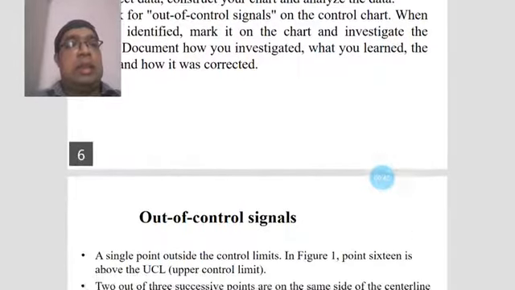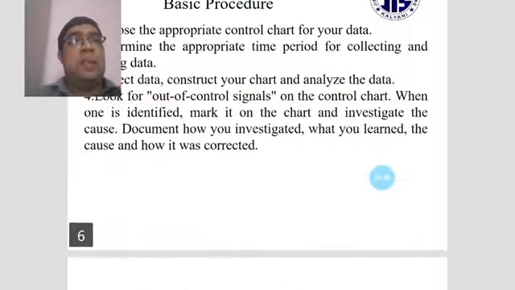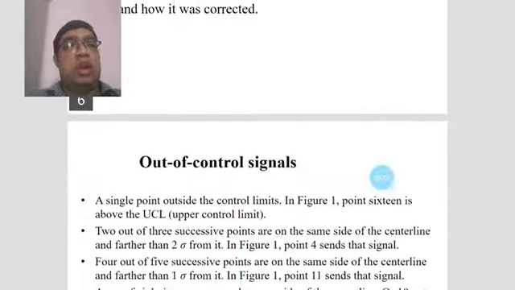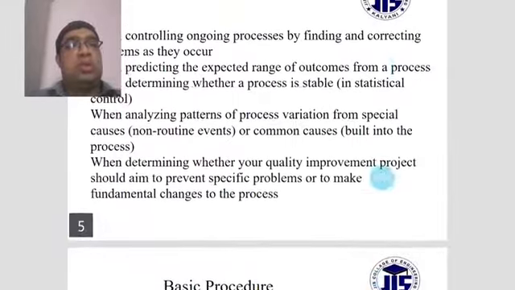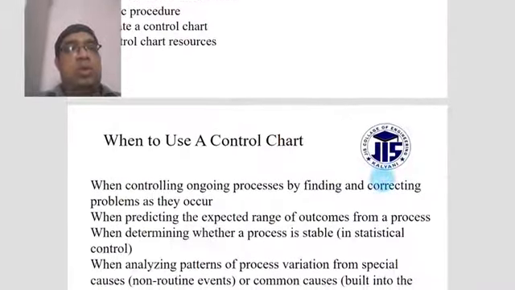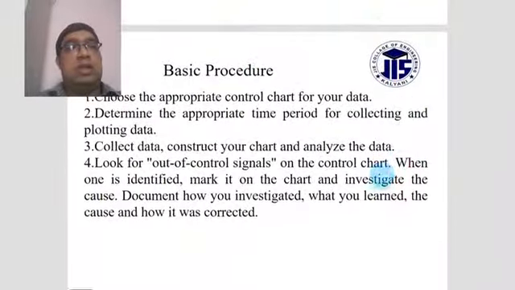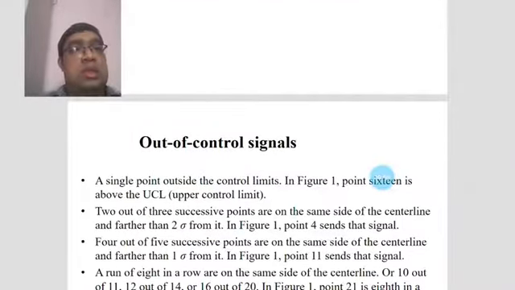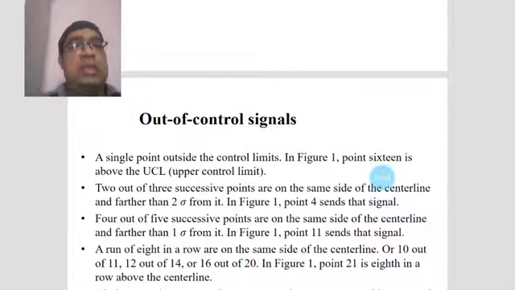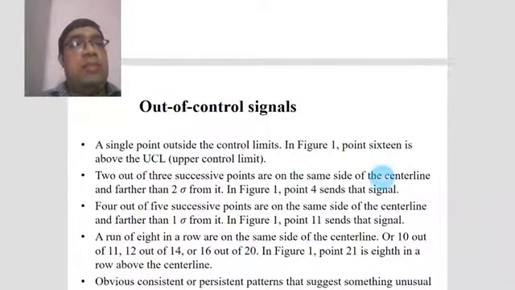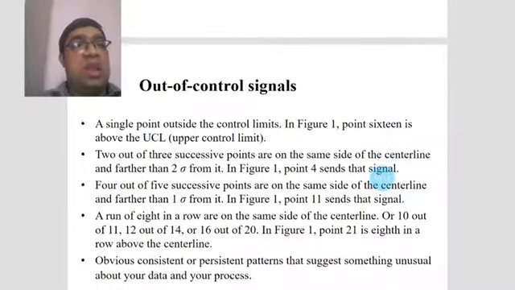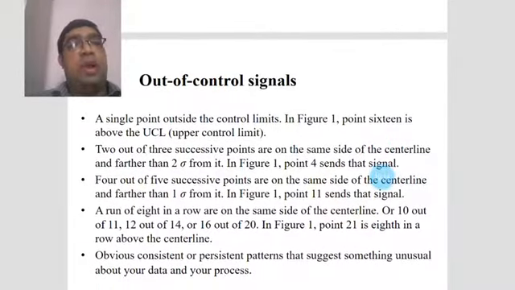And another thing, the basic procedures will also be here. The out of control signals are also a focus. According to this, for the out of control signals, you have a single point outside the control limits, and in the figure, point 16 is above the upper control limit.